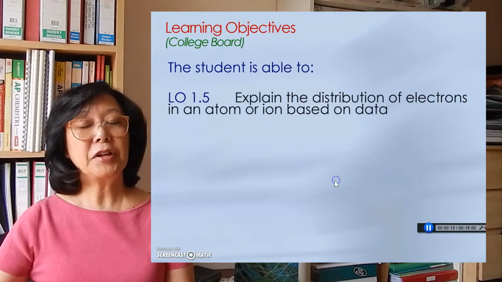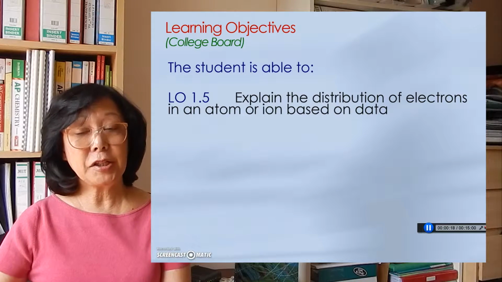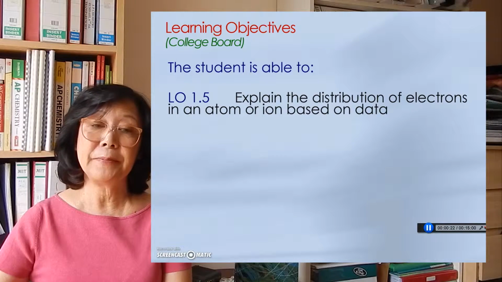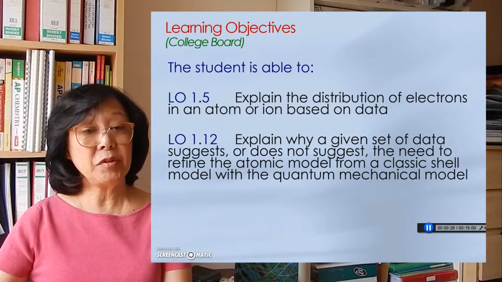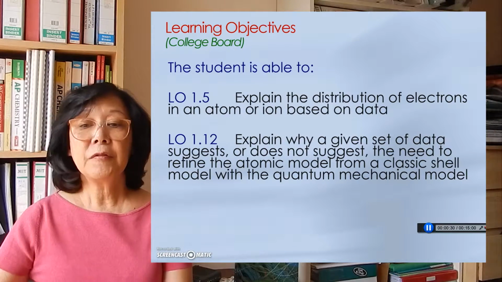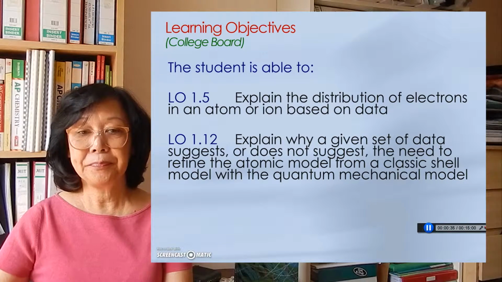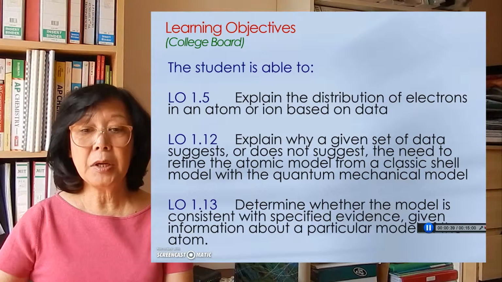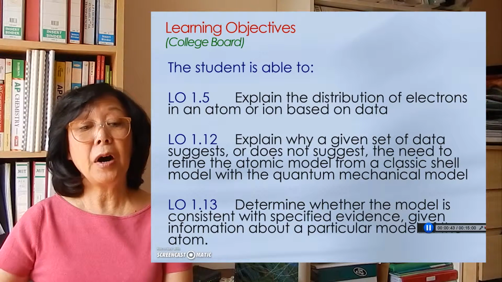This is tied to the learning objective from College Board 1.5. The student is able to explain the distribution of electrons in an atom or ion based on data. The student can explain why a given set of data would suggest or does not suggest the need to refine the atomic model from a classic shell model with the quantum mechanical model. The student can determine whether the model is consistent with evidence given information about a particular model of the atom.